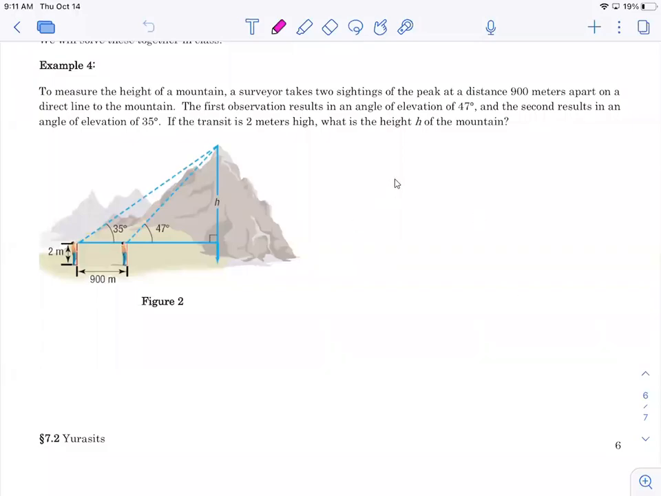All right, so here are your last two examples for the applications. This example says, to measure the height of a mountain, a surveyor takes two sightings of the peak at a distance of 900 meters apart on a direct line to the mountain. This one's really nice because it gives us a diagram. Sometimes they don't. The first observation results in an angle of elevation of 47 degrees, and the second is 35 degrees. The person is 2 meters high, so we want to know the height of the mountain.